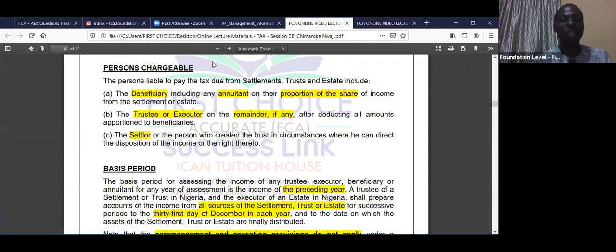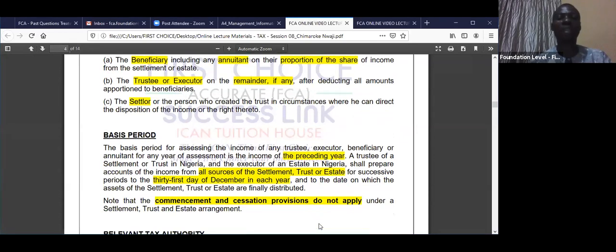So the period for accounting starts from the day after the person dies to 31st December of that year, and the second period will start from January 1 to the end of December every year. The last year will be from January 1 to the date that the trust, settlements and estates are finally discharged or distributed. So let's say the last part was distributed maybe February 28th. From January 1 to February 28th will be the last period for consideration.